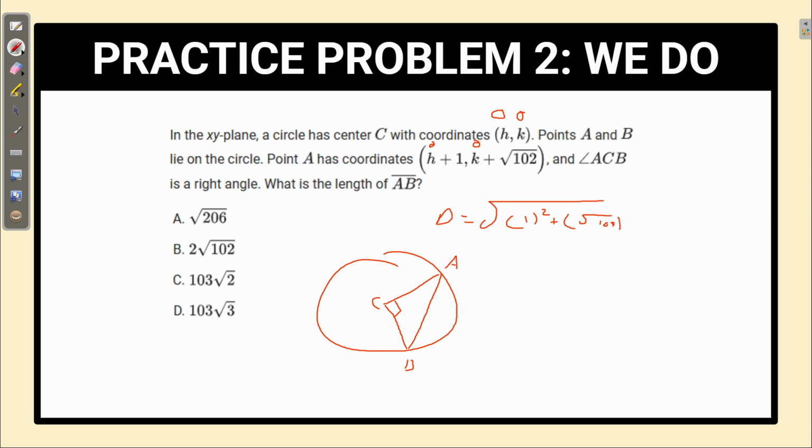And the reason I use 0 as the example is because then you don't have to deal with the h, k, whatever. You could literally just plug it in like this. So what does this get us? Well, this leaves us with our radius, because remember, the distance equals the radius, is the square root of 1 plus 103, or 102, sorry.